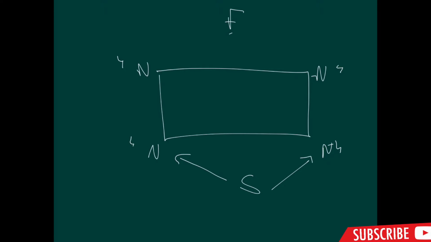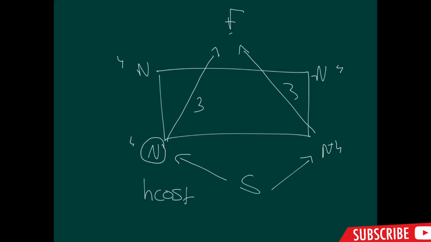Okay, since they are both the same, we look at the h cost. The h cost is the distance between the node and the end. So these two will both be 3. And since they're both the same, we pick one at random, okay? We pick this one, for example.